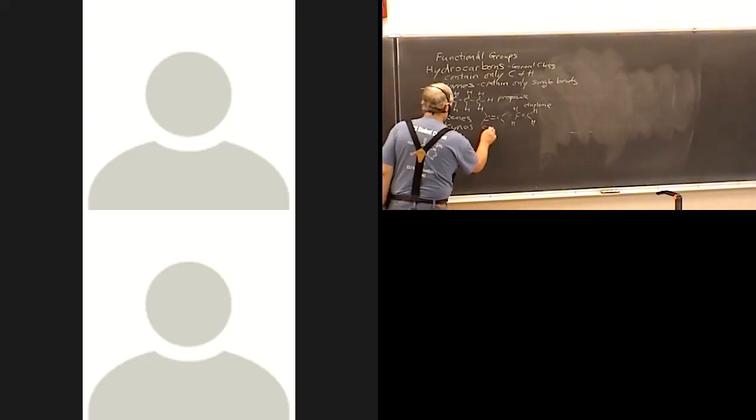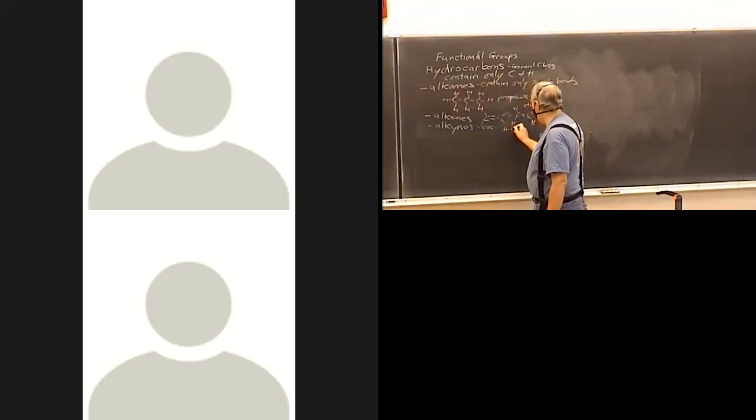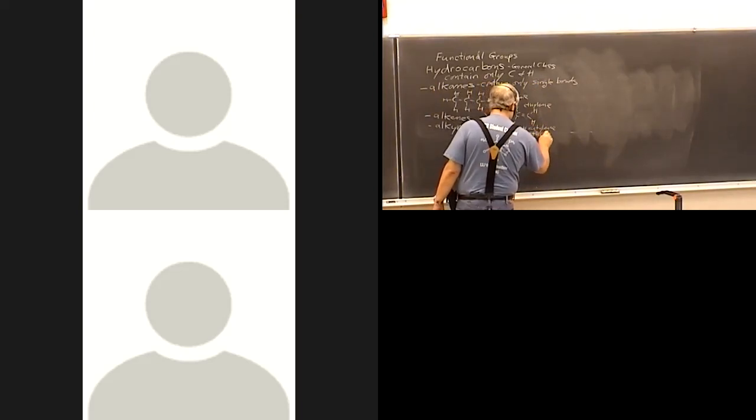Okay. The third class of hydrocarbons, and these are functional groups here, are the alkynes. Okay, alkynes will have one or more carbon-to-carbon triple bonds. And the simplest example is this one. It's acetylene, commonly called acetylene. Systematically, it's called ethyne. E-T-H-Y-N-E. Ethyne.